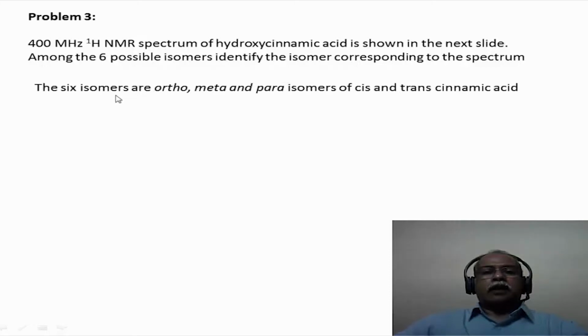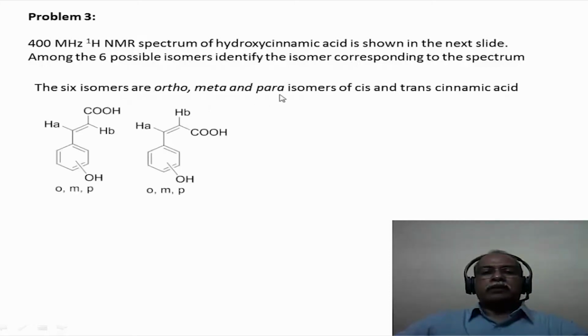The 6 isomers are ortho, meta and para of cis and trans. Each cis as well as trans will have ortho, meta, para isomers. So the 3 of the trans isomer and 3 of the cis isomer corresponding to ortho, meta, para hydroxycinnamic acid is what we are referring to in this particular case.